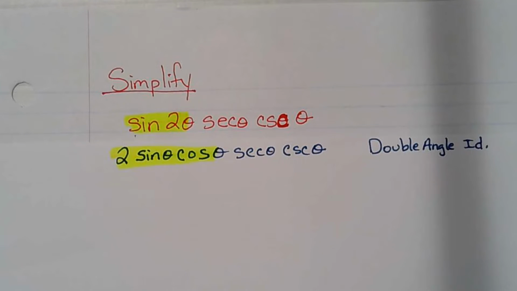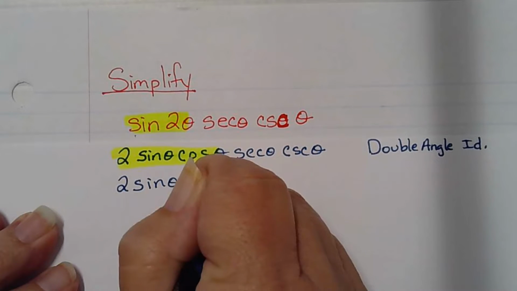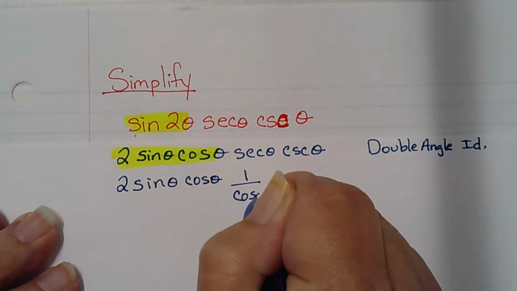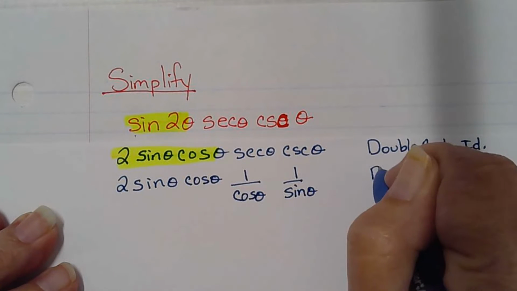Yes. Go ahead. All right, what is cosecant equal to? 1 over sine. I think that would be a good choice. Anybody see something else? Secant would be changed into 1 over cosine. So let's go ahead and do both of those at the same time. So secant is 1 over cosine, and cosecant is 1 over sine. And those are both reciprocal identities.